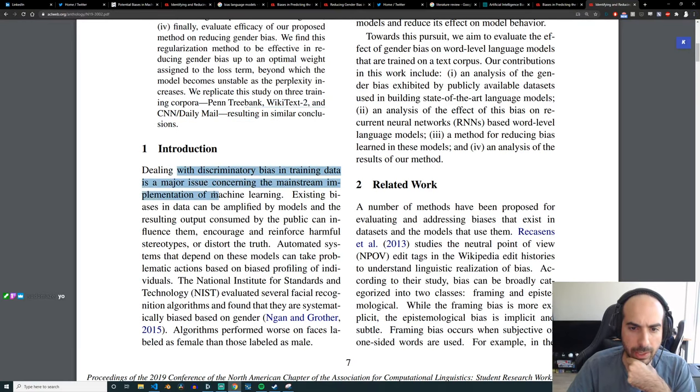Dealing with discriminatory bias in training data is a major issue concerning the mainstream implementation of machine learning.